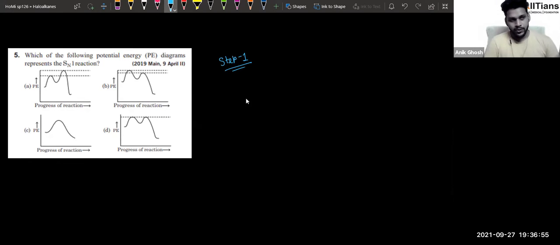If you just think about it, if I have a 3-degree system, just like this, first what would happen is it would go for carbocation formation. Let's say I have a leaving group over here. If the leaving group is a good leaving group, then it would go for carbocation formation.